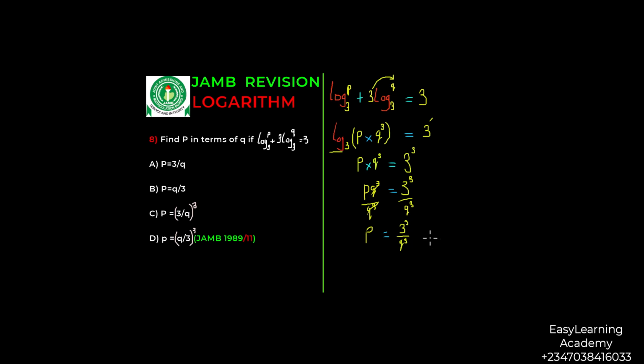Now this also can be rewritten. You can write this as 3 over Q in brackets, and everything raised to the power of 3, because we have the power 3 for the numerator and the power 3 for the denominator. So coming to our options, we have 3 over Q raised to the power of 3. So option C is the correct option. All right, that was simple.